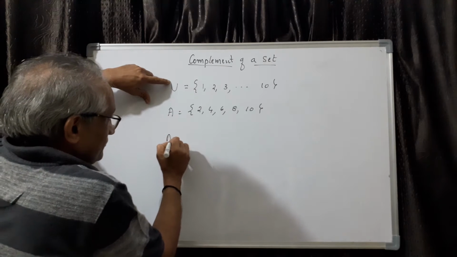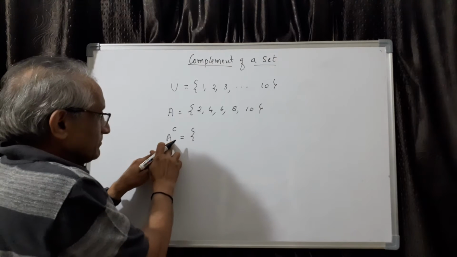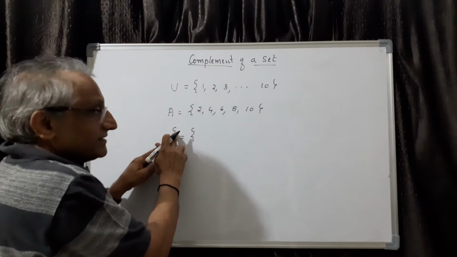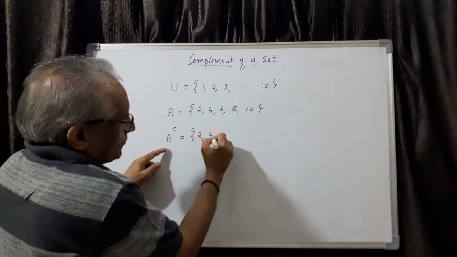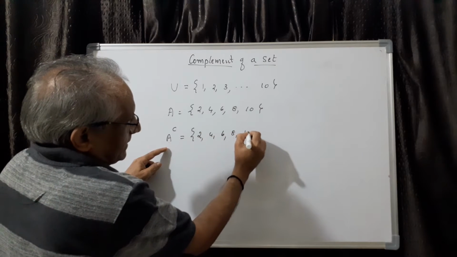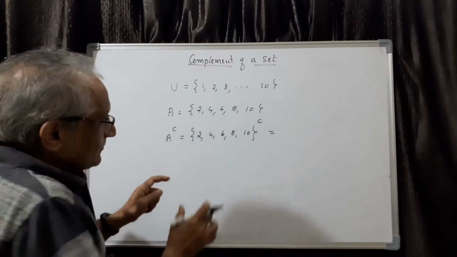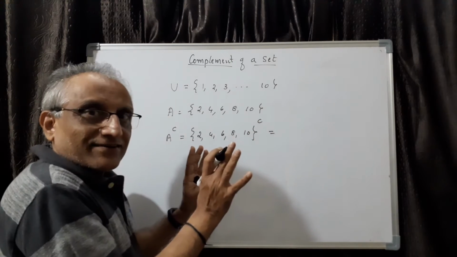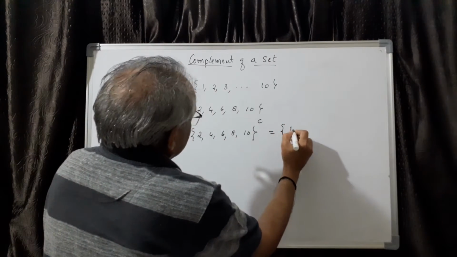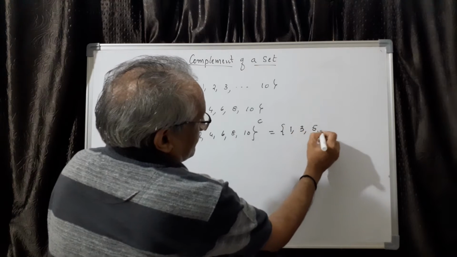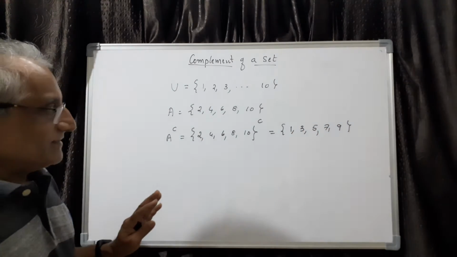So if you take this A, then complement here means you have to write like this: 2, 4, 6, 8, 10. Then you write complement so that it is easy to write. Whichever is here you should not write, but it should be in U. So that means I have to write 1, then 3, then 5, 7, then 9. So this is the meaning of complement.